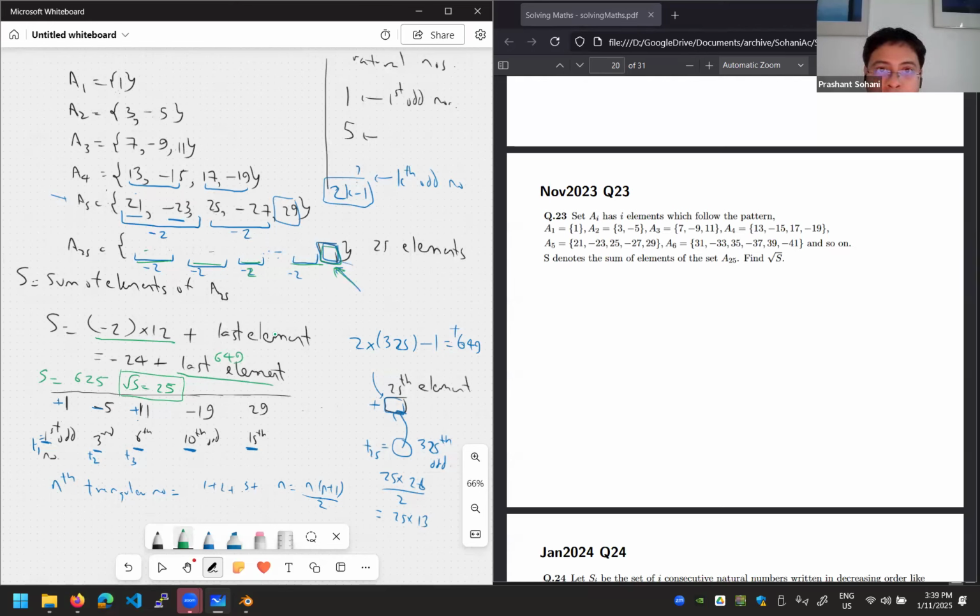Yes, Harshvardhan. Sir, can you explain why S is equal to minus 2 into 12 plus the last element? Because if you take A5 as an example, what are the first two terms? 21 and minus 23. So their sum is minus 2, right? And like that, every consecutive two elements have a sum of minus 2. The same pattern will be true for A25. A25 has 25 elements, so ignoring the last element, the remaining 24 elements will be grouped into pairs like this, so that I'll get 12 such pairs, right? Yes, sir. Okay.